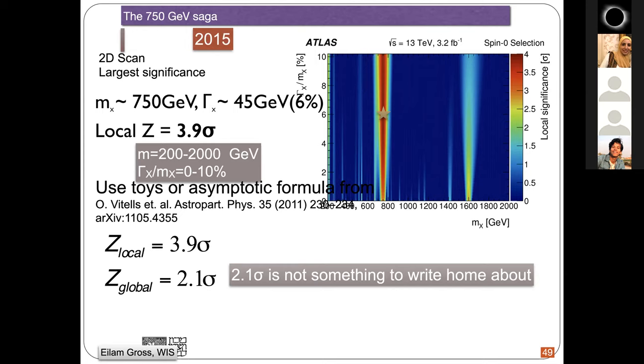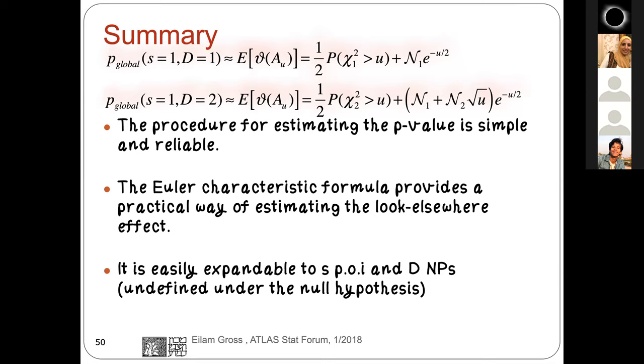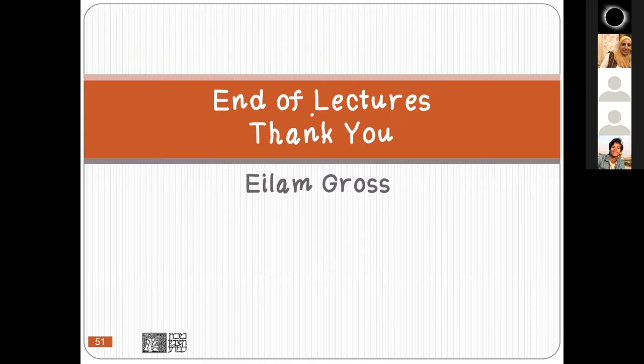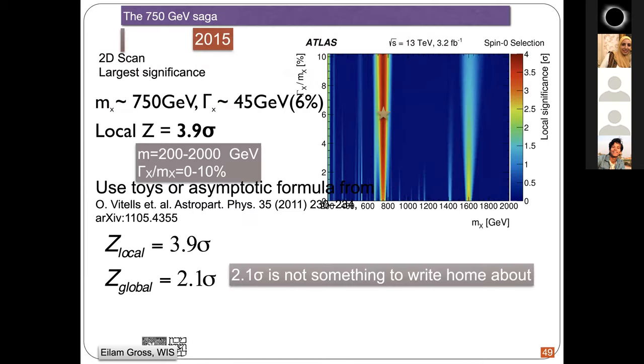When you consider both the mass and the width, this is the islands map that you get, mass and width. And the significance dropped down to 2.1 sigma. And that's certainly not something to write home about. And indeed, ATLAS never said that they see it. So before I go to the summary, that's a little bit complicated, so I didn't go too much into that. You can search the internet and find the paper. You have the paper reference here.